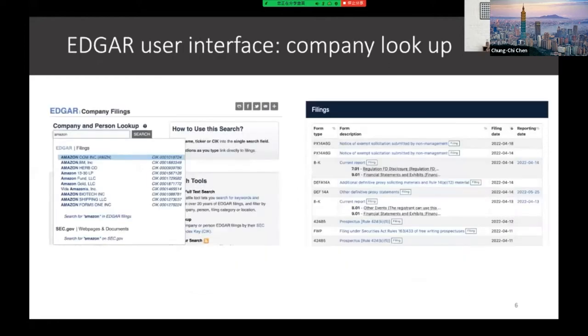Here is an example of what the EDGAR interface looks like. Here we observe that a user can go to the system and search for Amazon, for example, and by clicking on the first result of the search, they will be redirected to a page containing all filings of that particular company with their different attributes, such as form type and filing date. Then by clicking on the description itself, they will see the content of the filing.